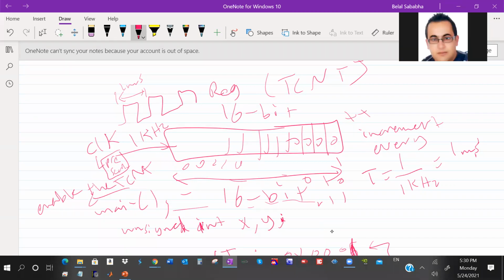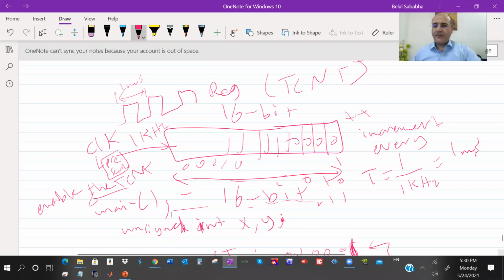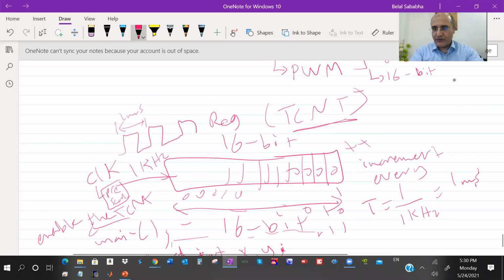Now, can it decrement or only increment? The idea is that it increments. This one, the TCNT, is increment. Now we have a modulus countdown timer, which is separate and counts down. This is not it. This counts up.